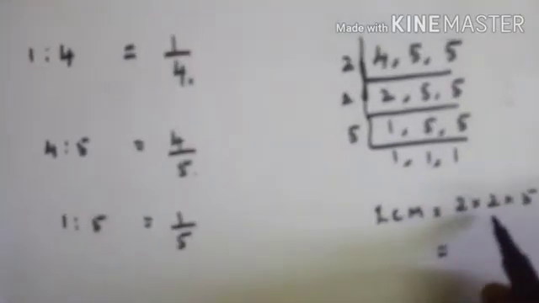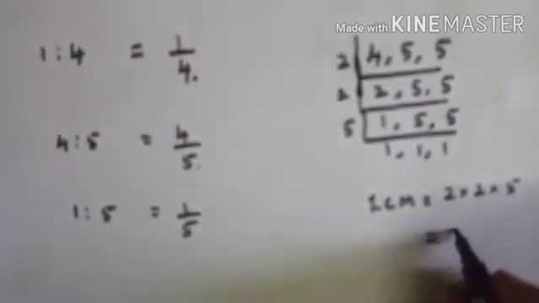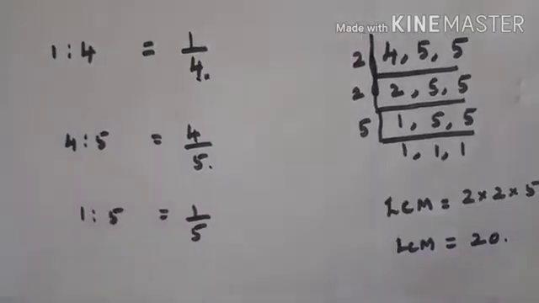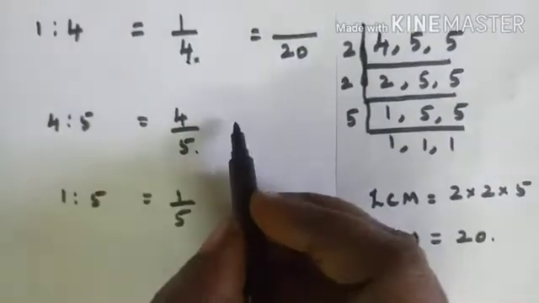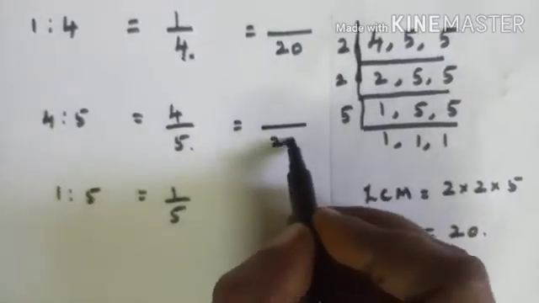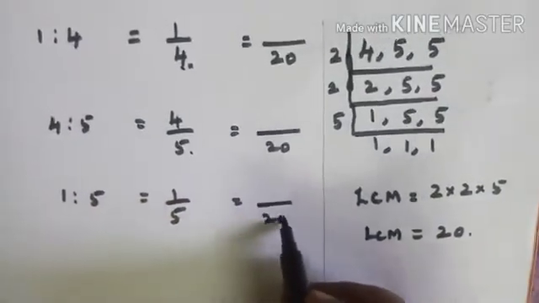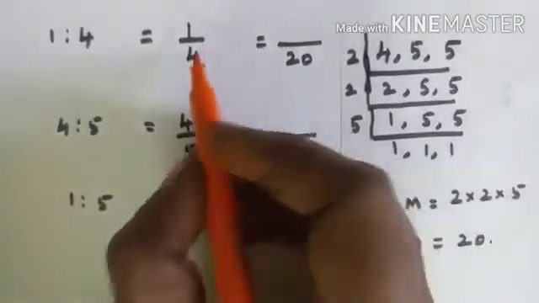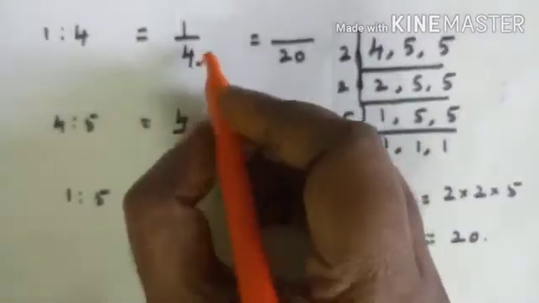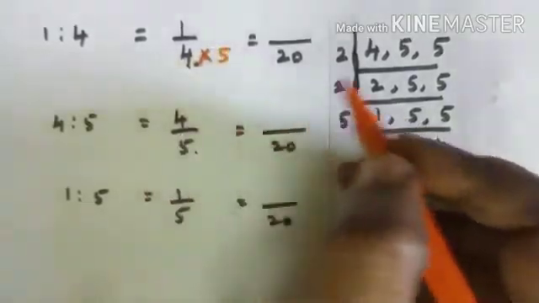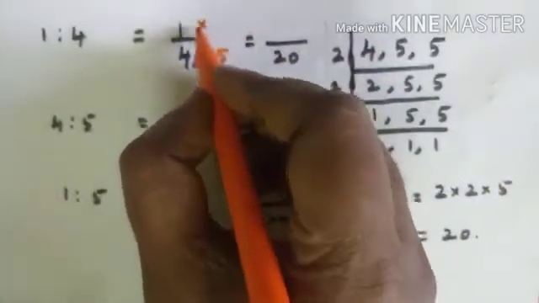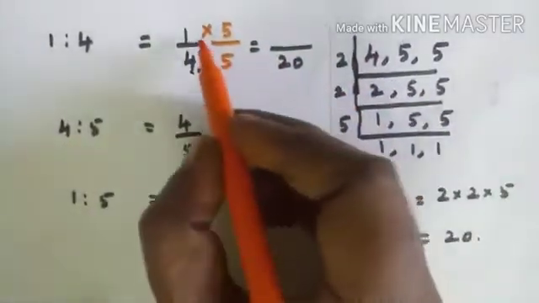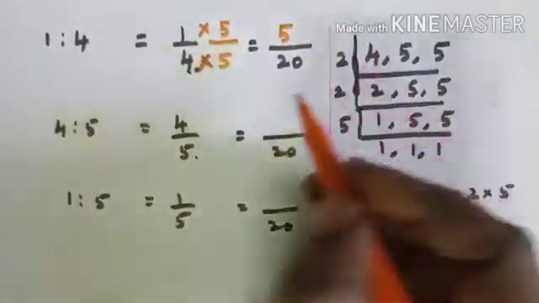See here, 2 2s are 4, 4 5s are 20. Now we got the LCM to be 20. We have to get 20 in the denominator. So here you see what number we have to multiply with 4 to get 20. So here 4 5s are 20. So we have to multiply it in the numerator also. Therefore 1 5 is 5.